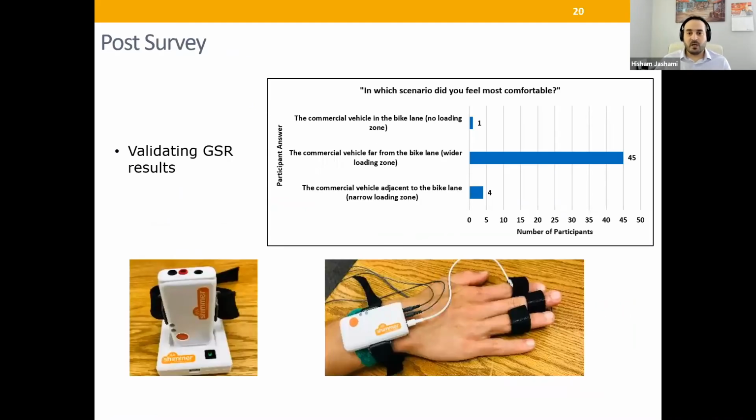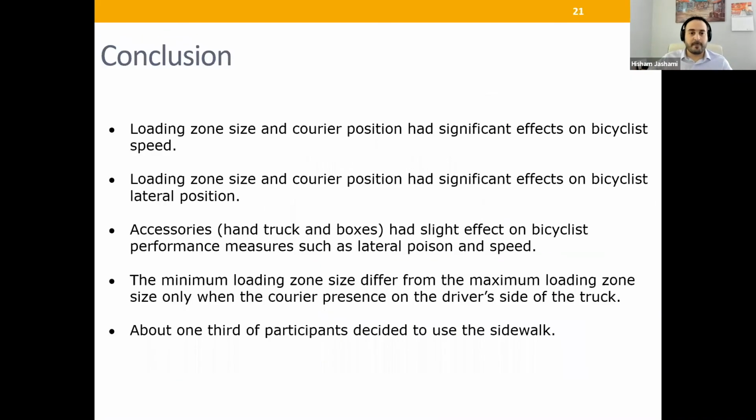And this question was asked just to validate the GSR. It's not mentioned here in this presentation. It's the galvanic skin response device to measure cyclist level of stress. We are still working on this, but the preliminary results showed that the no loading zone and the carrier on the driver's side generated a higher GSR reading, lower level of comfort compared to others. And the answer to this question kind of approves what we have seen from the lateral position and speed as well. Okay, so we come up to the conclusion.